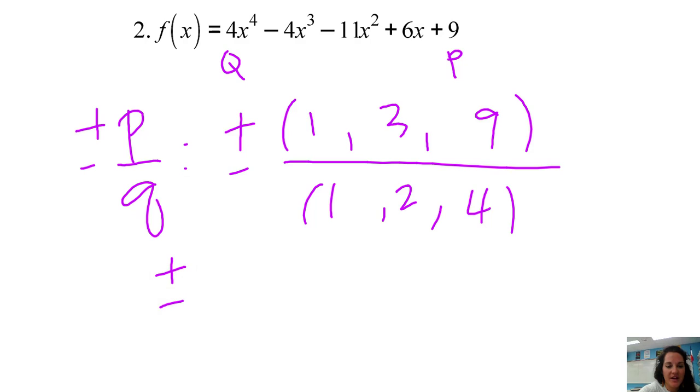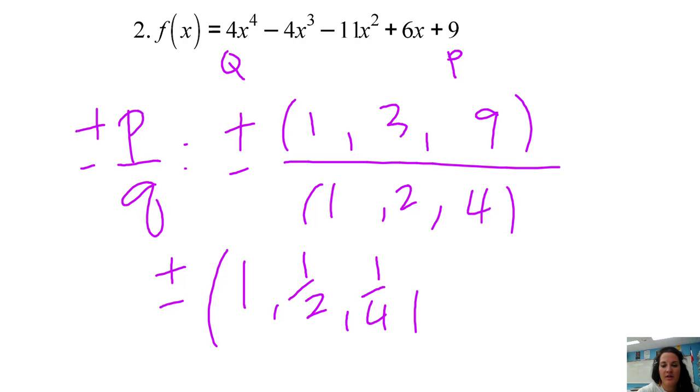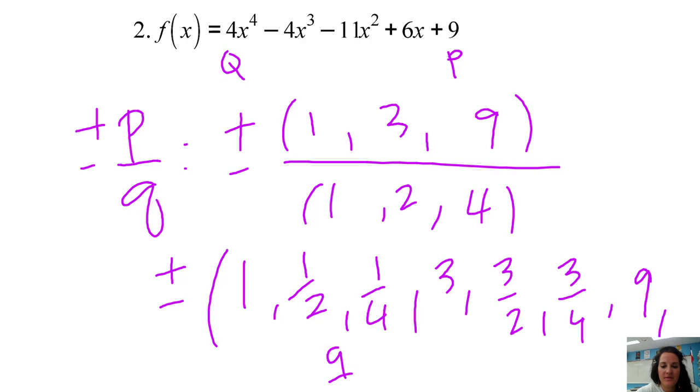I go positive and negative, so then I do the P divided by the Q. So I'm going to go 1, 1/2, 1/4. 3, 3 over 2, 3 over 4. 9, 9 over 2, 9 over 4. And then I'm done. Beautiful. Okay.